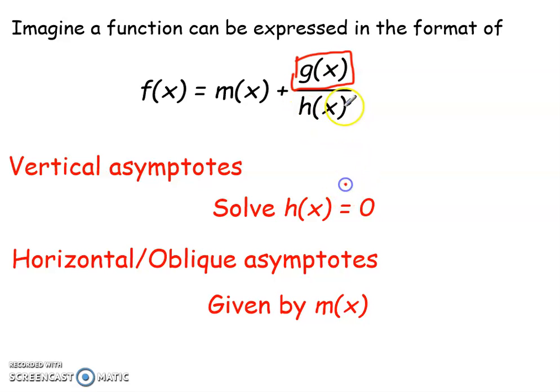Start with the vertical, look at the bottom first, then look at your horizontal or oblique asymptotes by looking at the part in front of it, your m of x. If you do that, you get all the asymptotes that you can have in the function, and it will then be able to be put together with everything we've done in order to sketch the graph accurately and show all the key features of it.